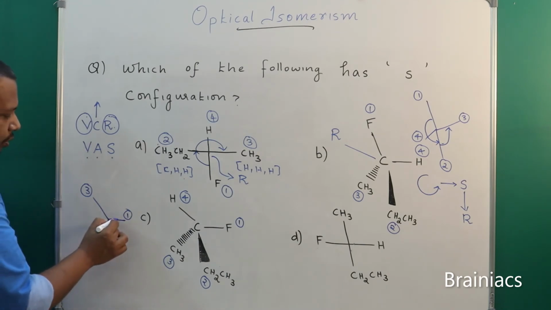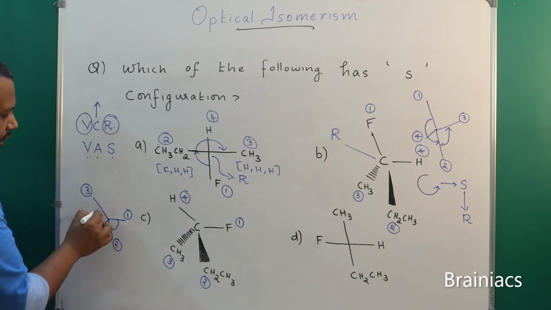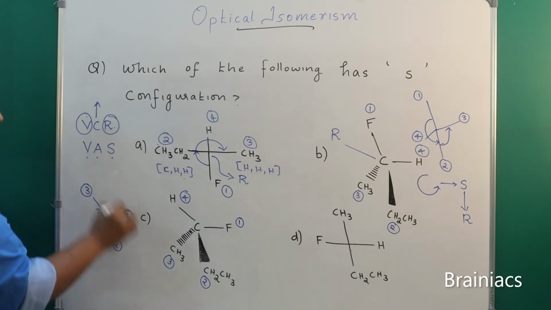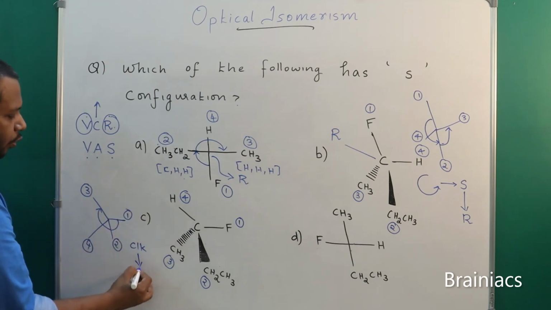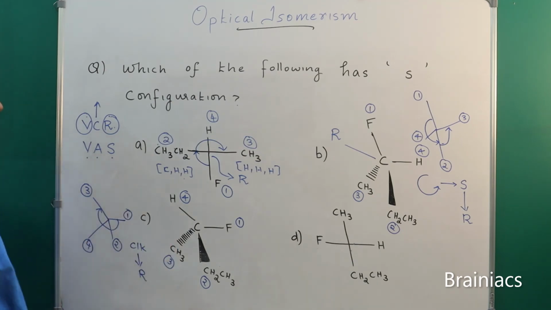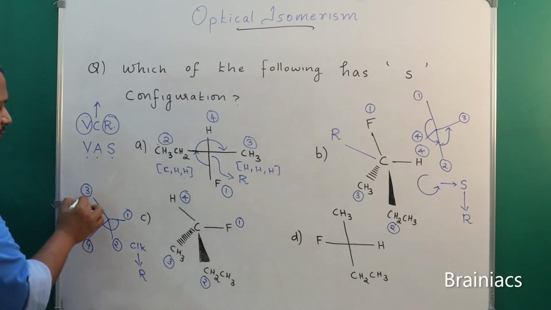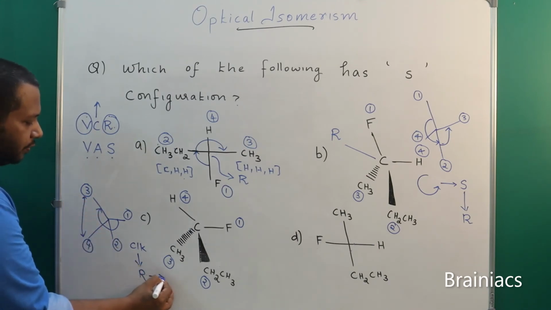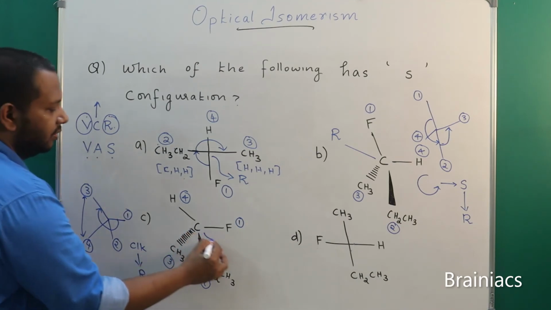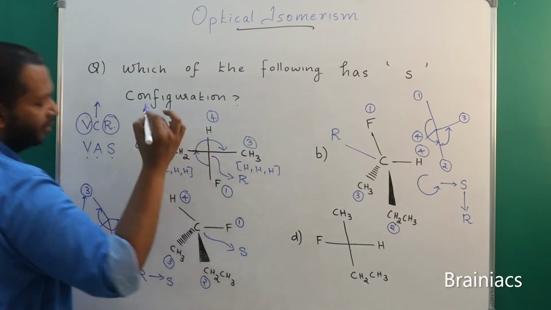Now go from 1 to 2, then 2 to 3. See how it is rotating. It is clockwise rotation. If it is clockwise, this will be R. But we know that we had done one change between 3 and 4. So the actual configuration should be the opposite of this one, that is S. So this is actually S configuration.